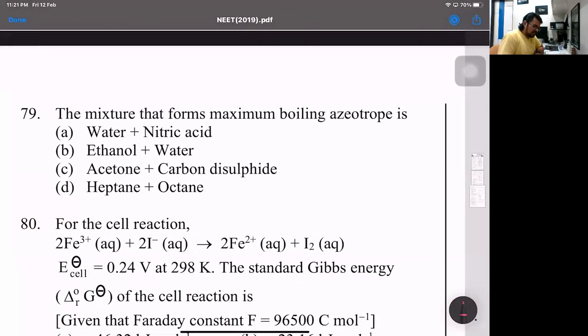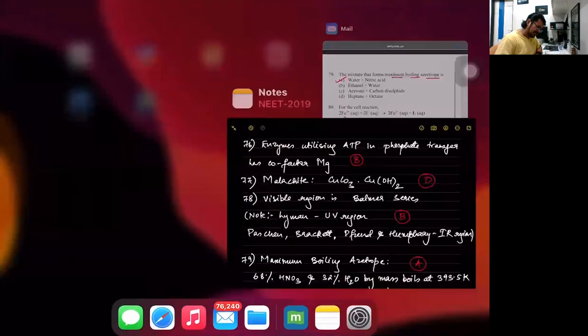79th one. Maximum boiling azeotrope. Azeotropes are a colligative properties topic, the ones which form constant boiling mixtures. So this is basically negative deviation. Is this clear? Positive deviation means solute-solvent interaction is less, and negative means solute-solvent interaction is more. So the boiling point is more. That example, that temperature is around 393.5 Kelvin. That's nothing but water and nitric acid. This is there in colligative properties, one line is being given there. 79 is A.